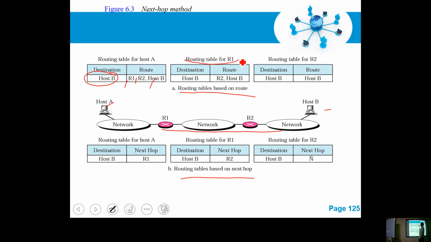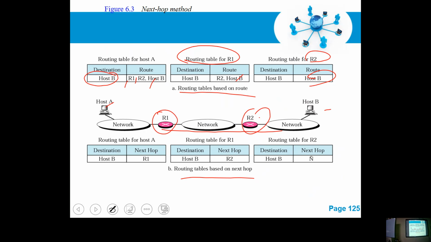Then routing table for R1: if it has to go to host B, it says I have to go to R2 first, then host B. Similarly at R2 also, if I have to deliver to host B, we can deliver directly. So like that, we are going to consider the entire path from source to destination. That is routing table based on route.